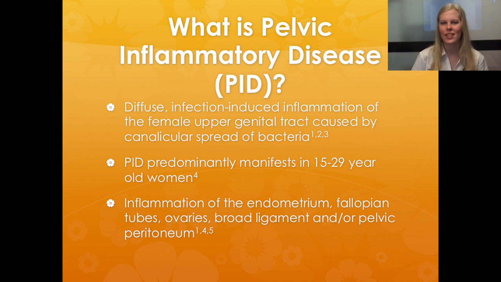Pelvic inflammatory disease is a diffuse infection-induced inflammation of the female upper genital tract caused by canalicular spread of bacteria. PID predominantly manifests in 15 to 29-year-old women. This condition encompasses any inflammation of the endometrium, fallopian tubes, ovaries, broad ligament, and/or pelvic peritoneum.